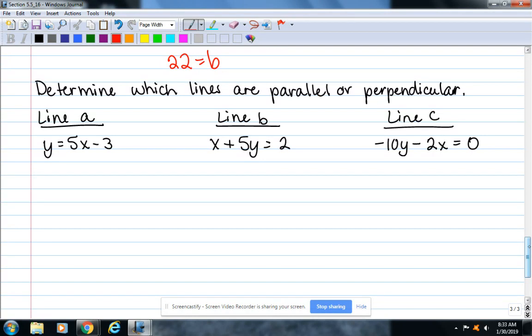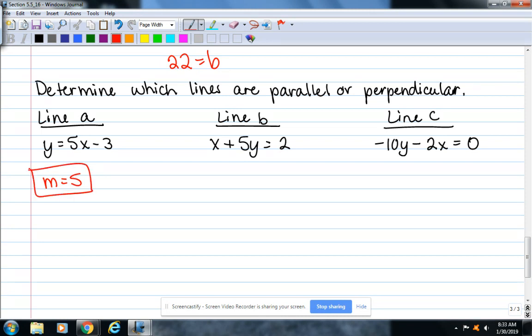So I need to find the slopes of all 3 lines. What's the best way to get all those slopes? Yes, put them in slope-intercept form, okay? So I'm going to find the slope for all of them, and then I'll compare last, okay? Line A made it easy for us. How? It's already in slope-intercept form. So what's the slope of line A? The slope is 5.